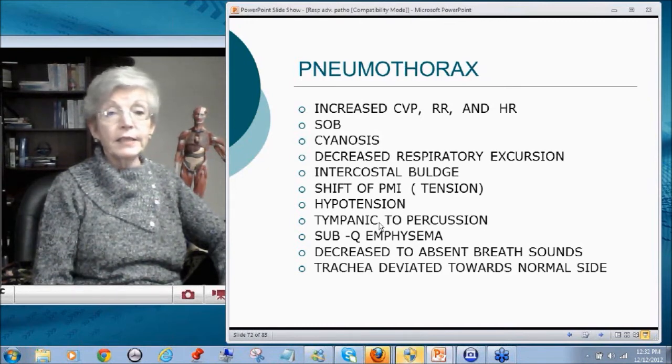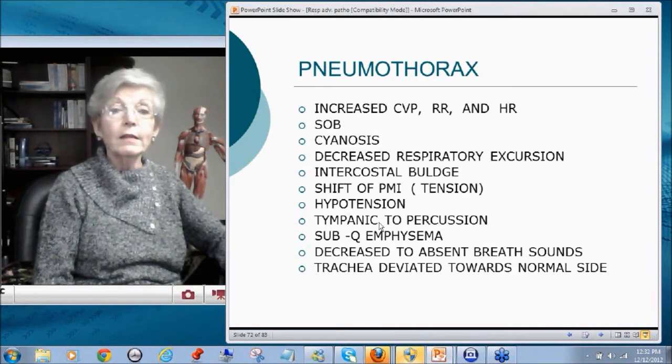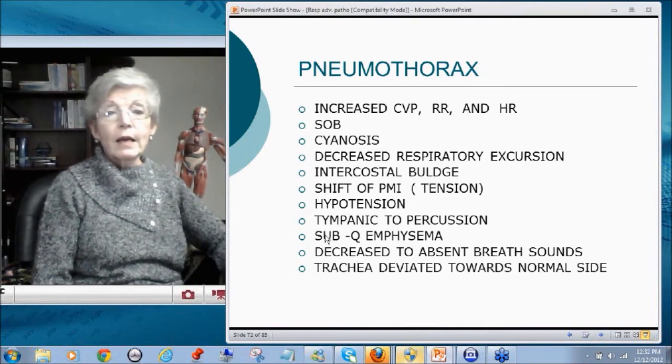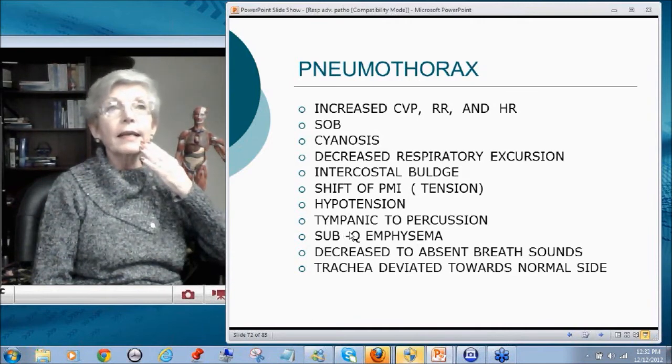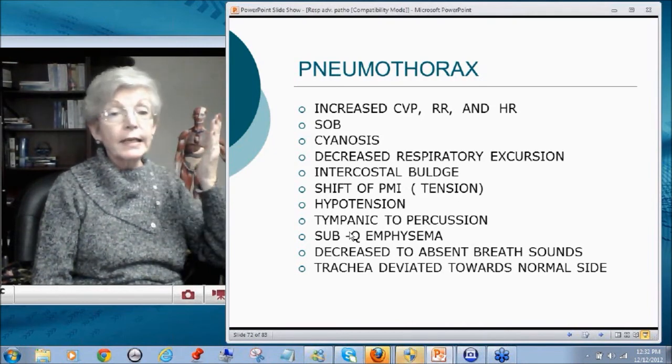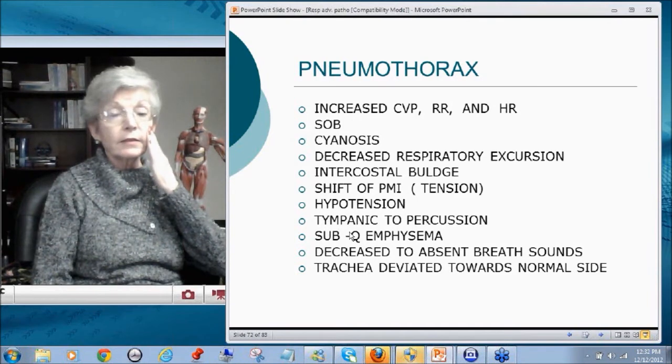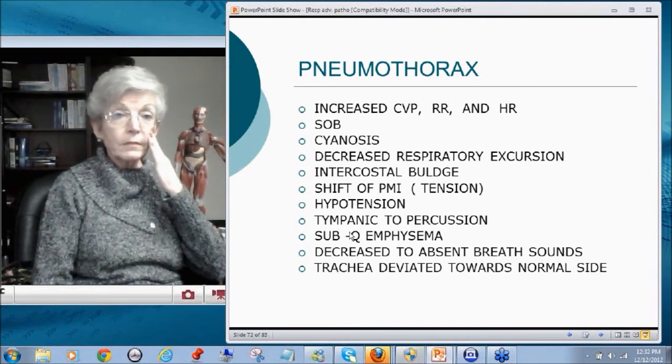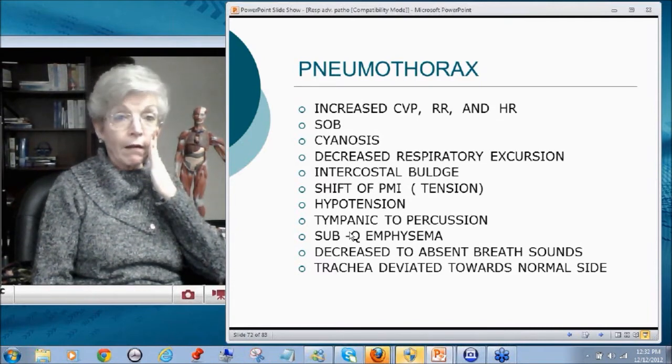Percussing, you're now percussing over air, not air in the lung, but air outside the lung and under pressure. So you would have that tympanic note instead of the normal percussion resonance. Subcutaneous emphysema. Literally, air can now be dissecting into tissue. And so when it looks like edema, but when you press it, it's crepitus. And if you put your stethoscope over it, you actually hear snap, crackle, pop as you're compressing the air that's gone into the tissue.